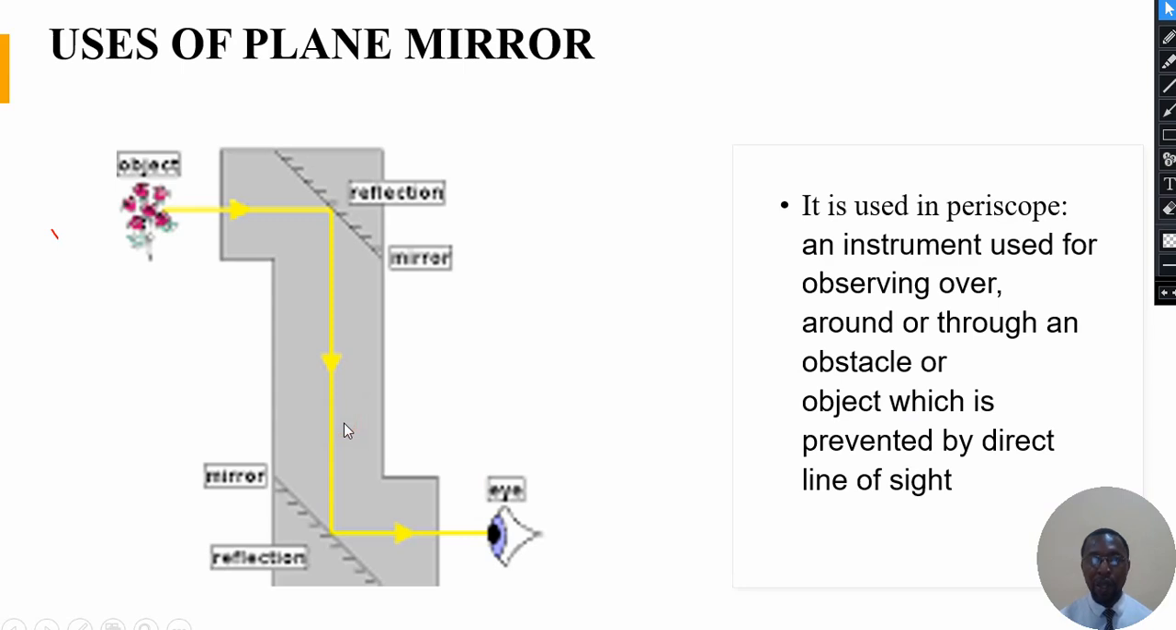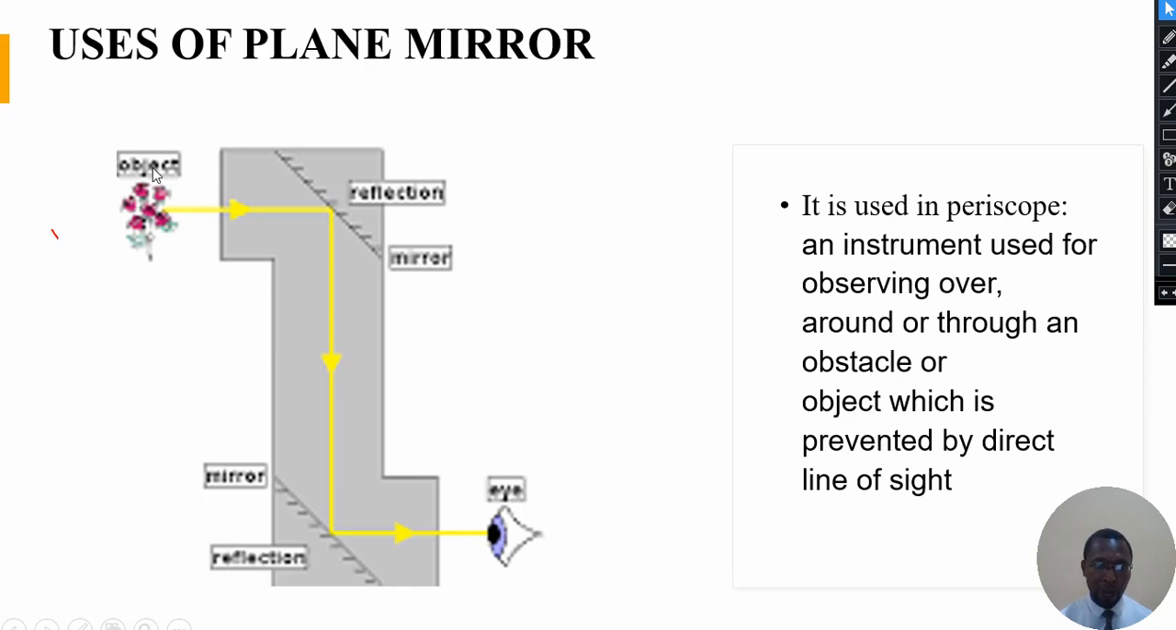Okay. Now we go on to the uses of plane mirrors. One of the uses of a plane mirror is that it is used in a periscope. This is the diagram of a periscope. A periscope is just an instrument used for observing over, around, or through an obstacle. So when you cannot see past an obstacle, or you are prevented from seeing it, maybe for security purposes, then a periscope can be used.